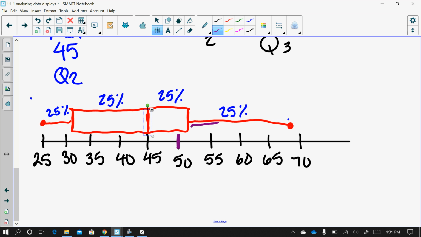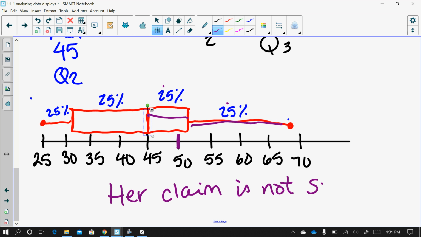Well, I definitely have 25% right here. This is another 25% right here. That would make 50, 25 and 25. Is all 50% of that above $50? Absolutely not. Her claim is not supported. So that's how a box and whisker plot can be very helpful.